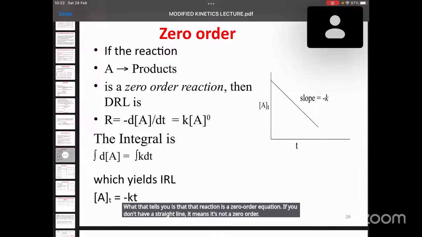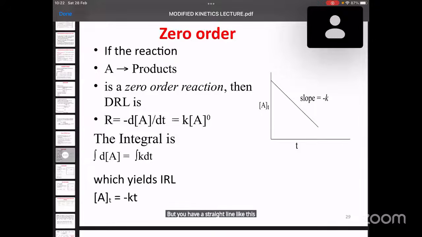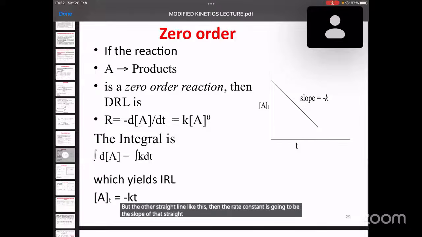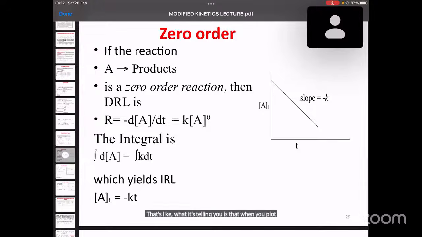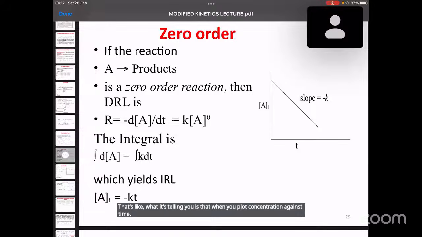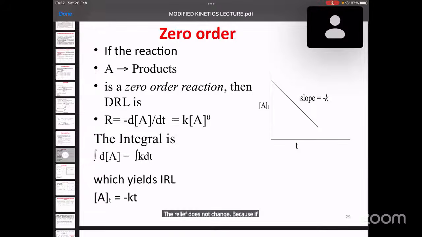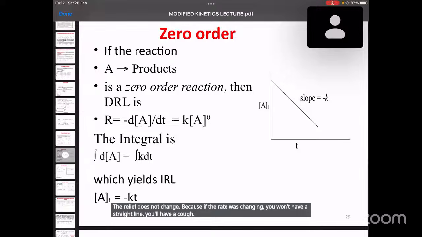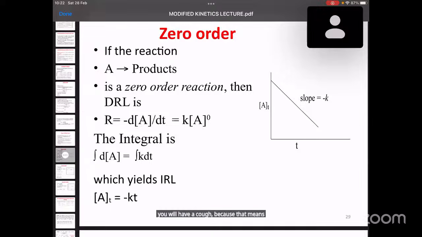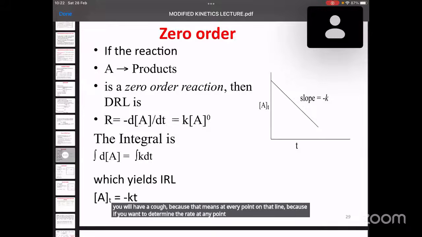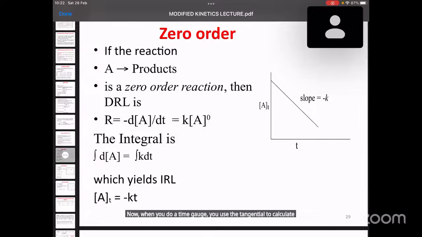But if you have a straight line like this, then the rate constant is going to be the slope of that straight line. Now, what does this straight line mean? What it's telling you is that when you plot concentration against time, the rate does not change. Because if the rate was changing, you won't have a straight line, you'll have a curve. If you want to determine the rate at any point, you draw a tangent to the line. You use the tangent to calculate the slope, and the slope gives the rate constant, and it should be the same.